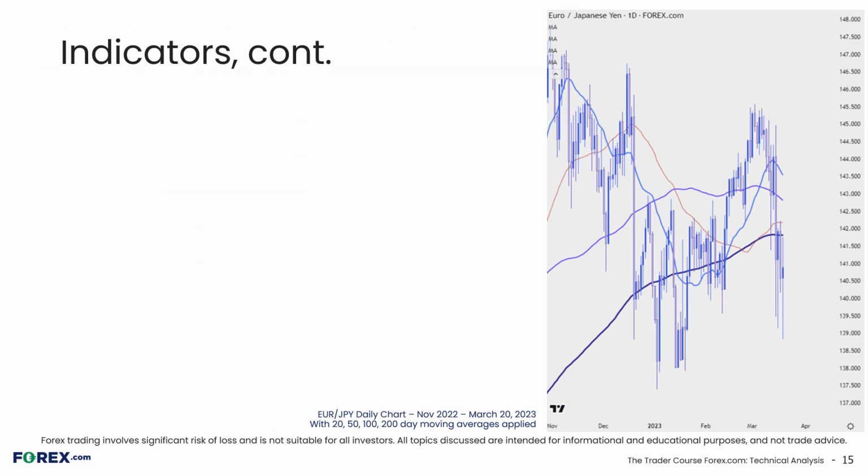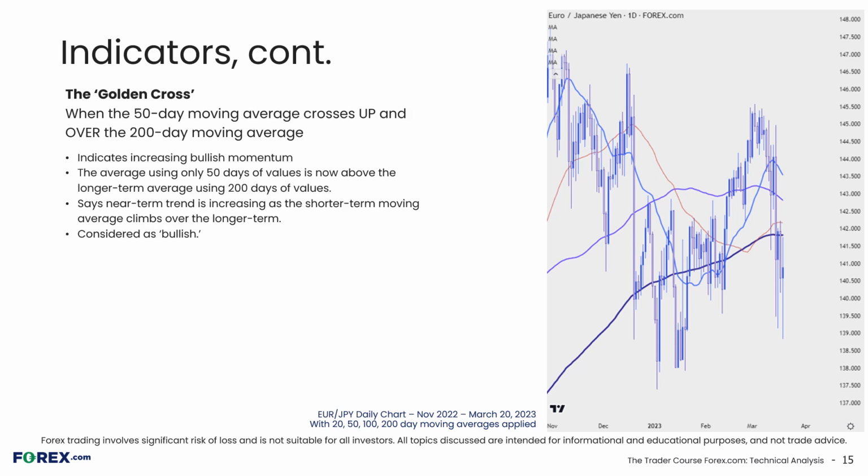Taking the indicator conversation a step further to look at strategy creation, the moving averages crossing over can be seen as an event unto itself. The golden cross is when the 50-day moving average moves up and over the 200-day moving average. If we think through this, this is like highlighting increasing bullish momentum.